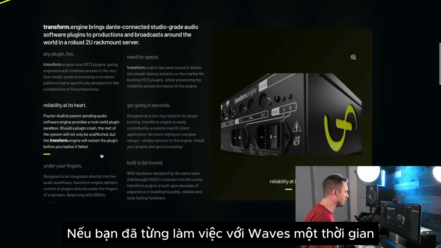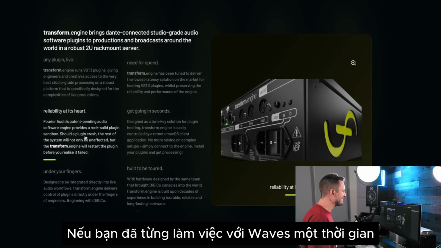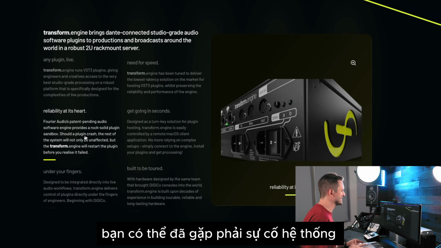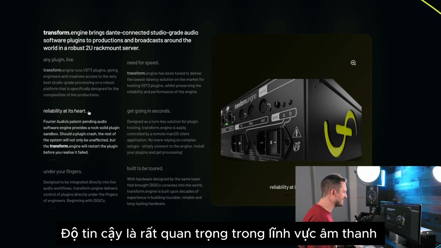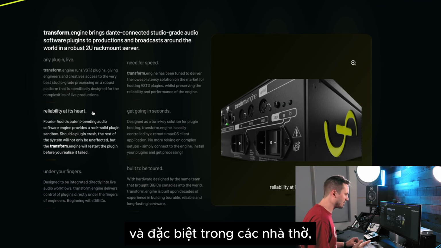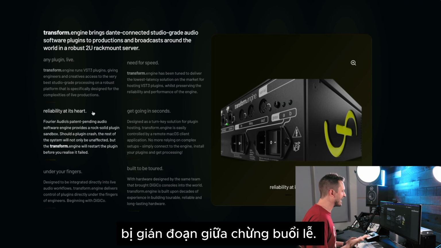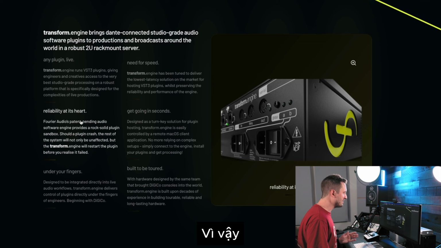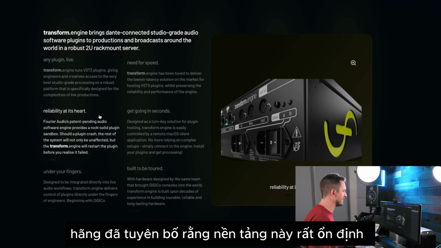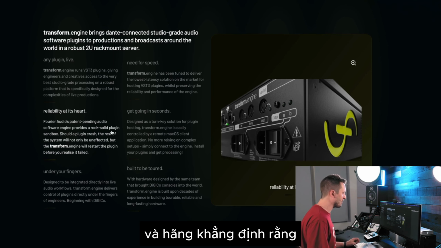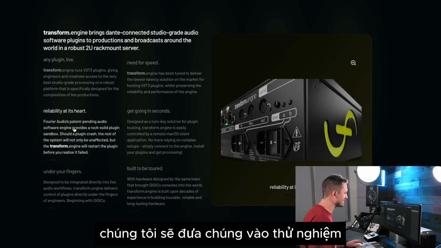Now, if you've worked with Waves for any amount of time, you've also probably had it crash. And reliability is huge in the live sound industry, and particularly in the church world. We can't just have something go down in the middle of service. So they're engineering this with reliability at its heart, or so they claim. We're going to see. We're going to put this to the test.